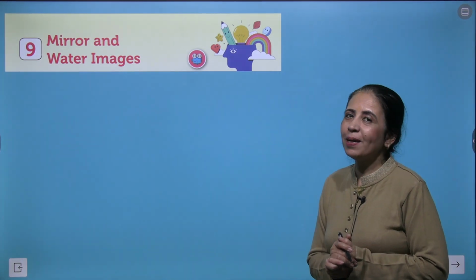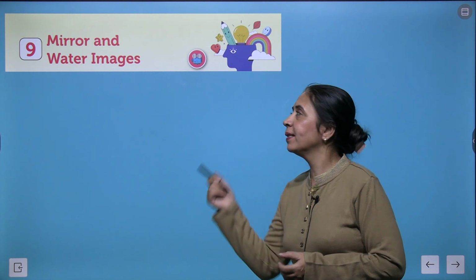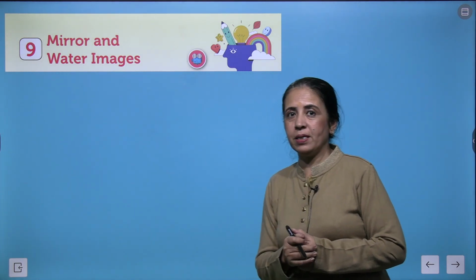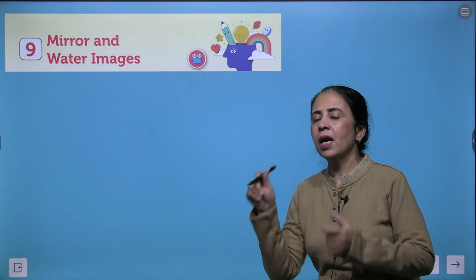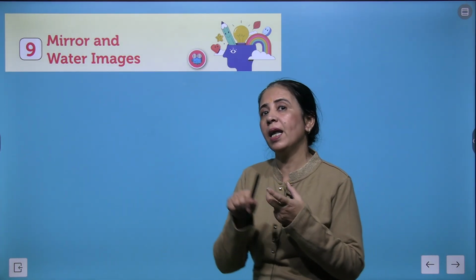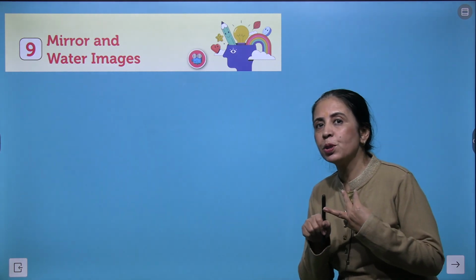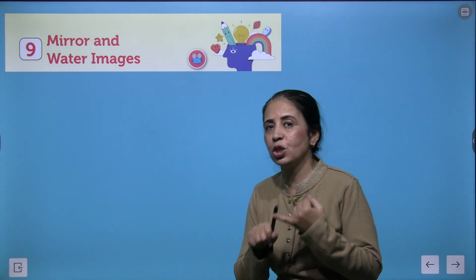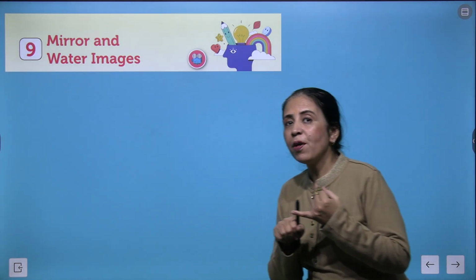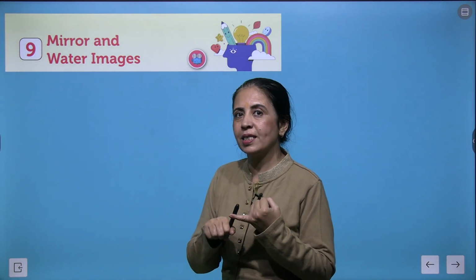Smart learners, welcome to Grade 8 Reasoning book, and this is your Chapter number 9, that is Mirror and Water Images. Do you know why we study mirror and water images? It opens up your brain, it improves your cognitive understanding, it develops your reasoning skills, it makes you a smarter and logical person, and apart from that, it enhances your visual skills.